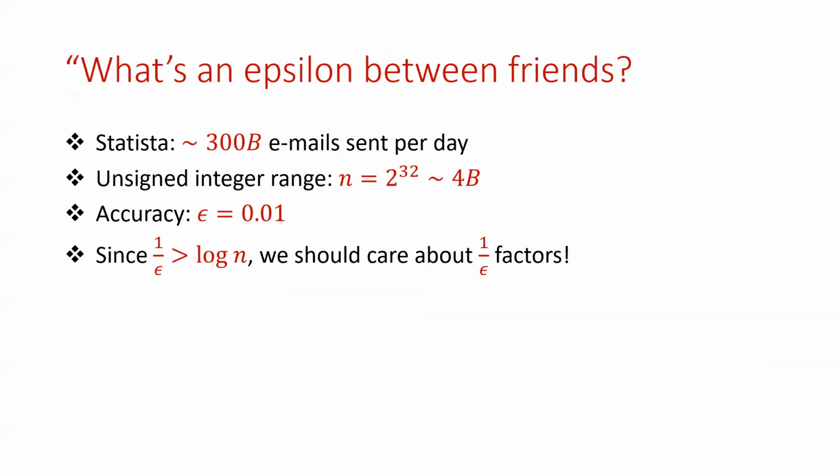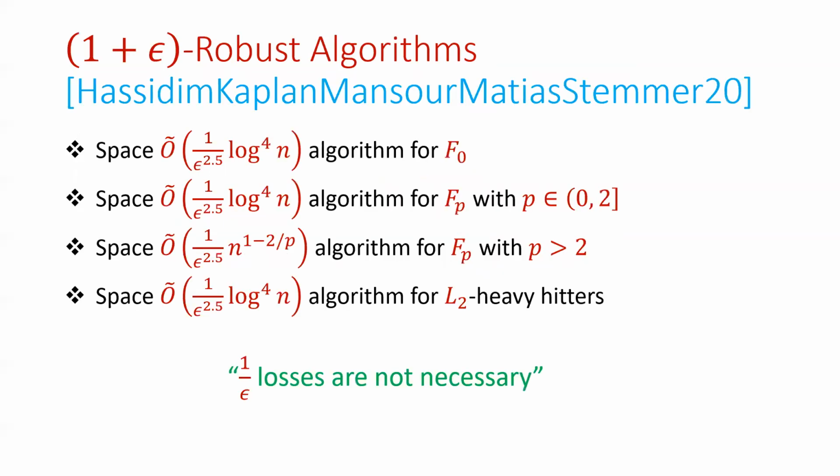But unfortunately, 1 over epsilon can be quite large in the settings of big data that we study today. In fact, 1 over epsilon can actually be larger than log n, so we should really care about the epsilon factors. And this is motivation for the follow-up work by Hassidim et al., who used differential privacy to give algorithms that have a dependency of 1 over epsilon to the 2.5. So they do lose log factors over the previous work, but the main takeaway of this paper is that an entire 1 over epsilon loss is not necessary.